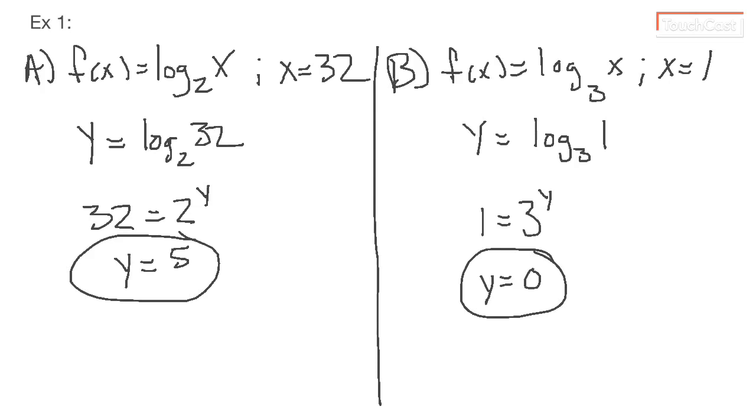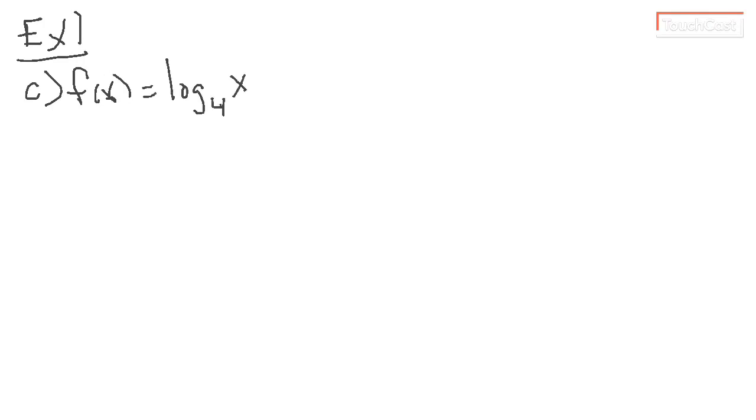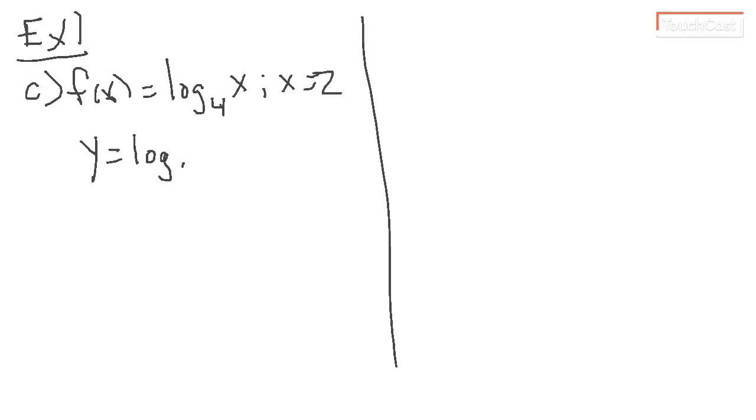So I've got two more that I want to look at before we move on. This is still example 1, but now we're looking at C, where the function f of x is equal to log base 4 of x, and we're going to look at this when x equals 2. So we're looking at y equals log base 4 of 2. To solve this for y, we're going to put it in exponential form. So 2 is equal to 4 to the y. Well, what power do we have to raise 4 to get 2?